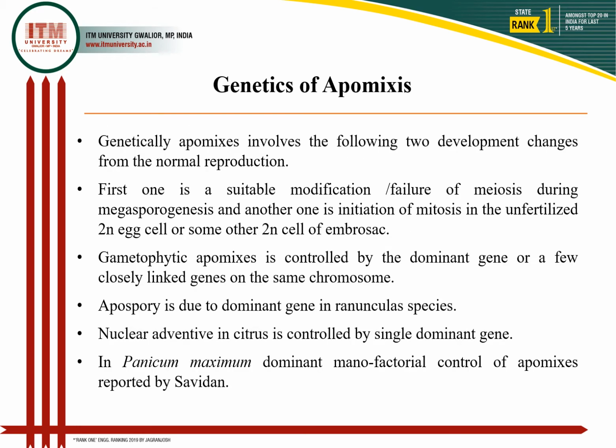So we know that apomixis involves the development of embryo by asexual means as a replacement of the normal sexual reproduction, which may be associated with failure of meiosis during megasporogenesis, which is related to initiation of mitosis in unfertilized egg cells and the other diploid cells of the embryo sac.